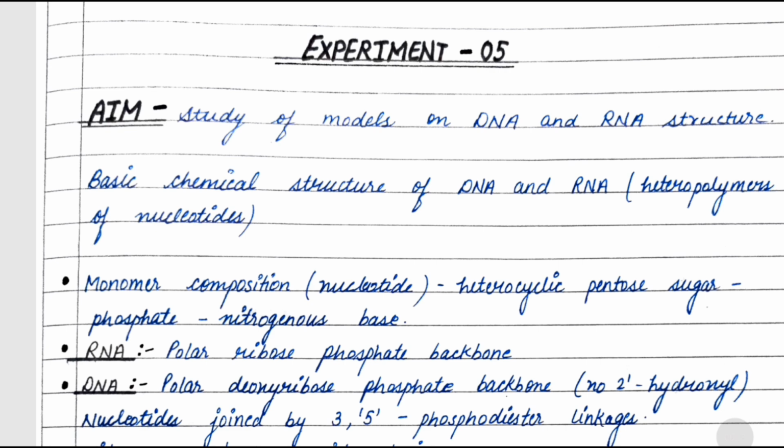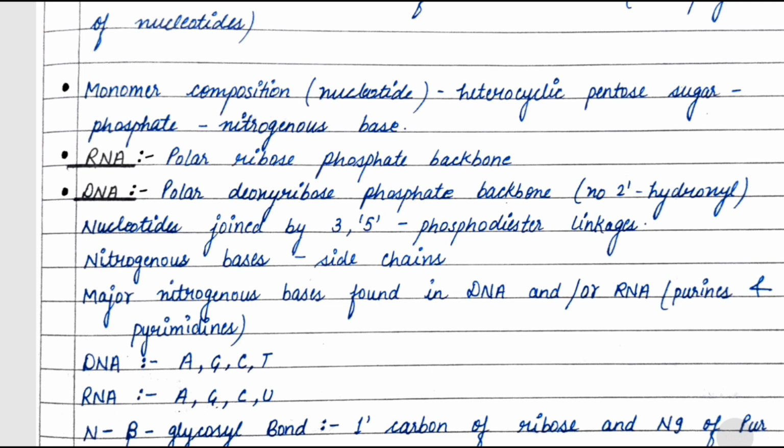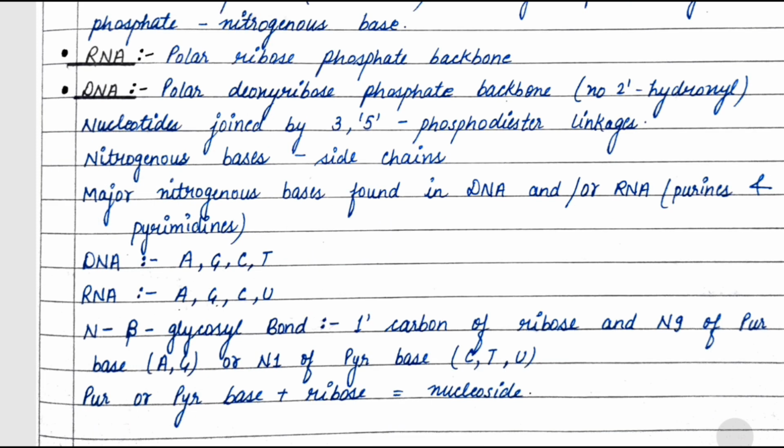Let's start. Now I start Experiment 5. Aim: study of models of DNA and RNA structure. Basic chemical structure of DNA and RNA: heteropolymers of nucleotides. Monomer composition of a nucleotide: heterocyclic pentose sugar, phosphate, nitrogenous base. RNA has a polar ribose-phosphate backbone. DNA has a polar deoxyribose-phosphate backbone. Nucleotides are joined by 3',5' phosphodiester linkages. Nitrogenous bases are side chains.